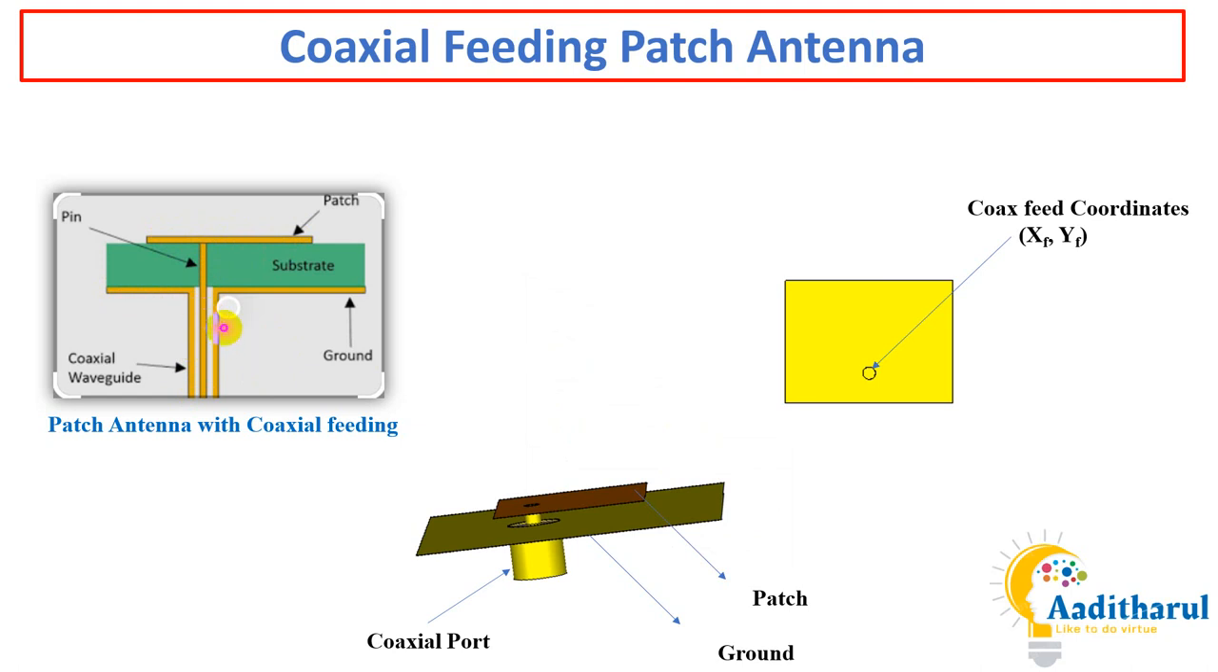Actually, the coaxial cable is like the normal TV cable that comes to our house, okay? It has three layers. The inner layer is directly connected with the patch. The outer layer should be connected with ground. In between the inner layer and outer layer, the Teflon will be there.